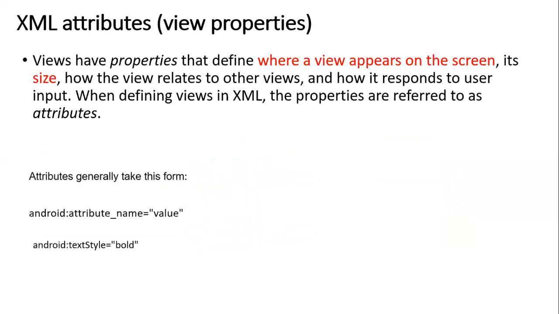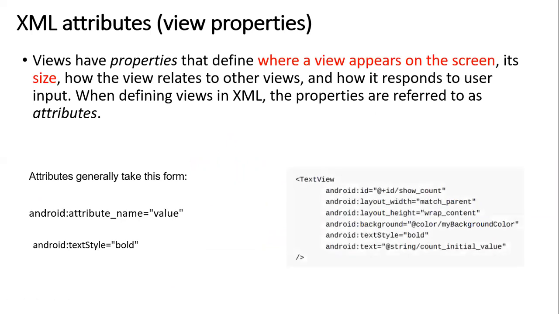So some XML attributes that we need to know. Attributes need to have some sort of value. You can also specify text style, bold, text style, italic. For example, here we are creating one text view. Take a look at it. The text view needs to have some unique ID. We can utilize this ID to establish a link between this text view and the Java code. Without an ID, you can't establish a link.